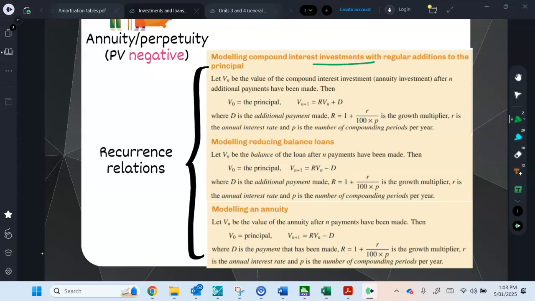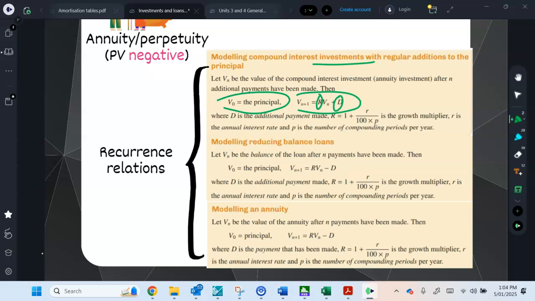So if you're looking at an investment, remember V0 is always your principal, might sometimes be called your initial amount or your starting amount or your initial value, starting value. And then we've got this relationship between two consecutive terms. So R, remember, is your common ratio, and D is your common difference.